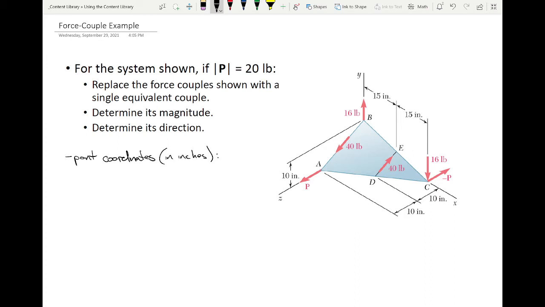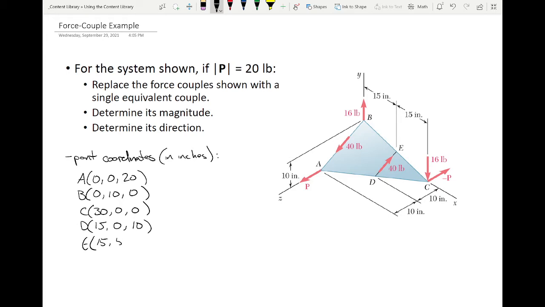So point coordinates, we're going to have A, B, C, D, and E, okay? And so this is going to be 0, 0, 20, 0, 10, 0, 30, 0, 0, 15, 0, 10, and 15, 5, 0. Okay, I'll give you a sec to write those out.